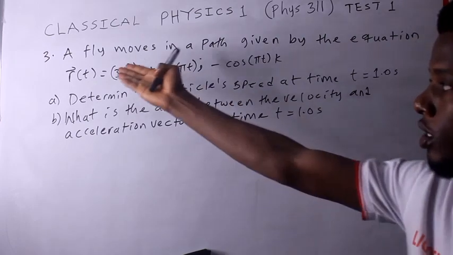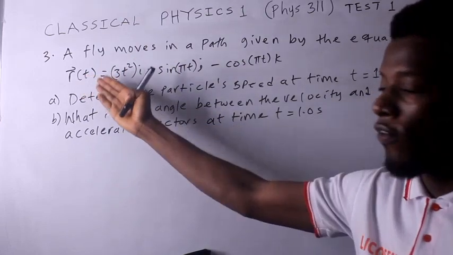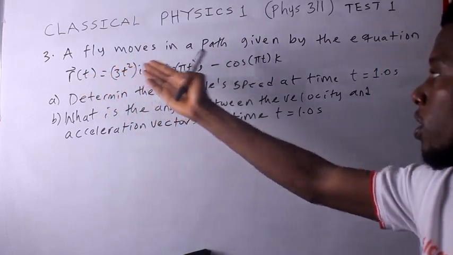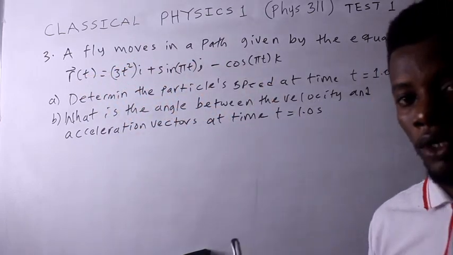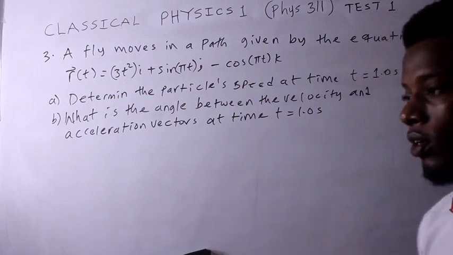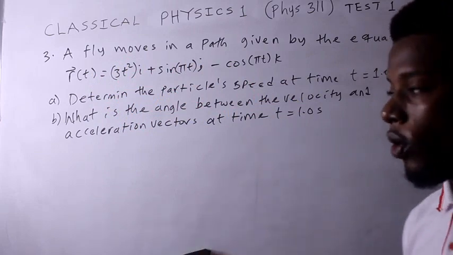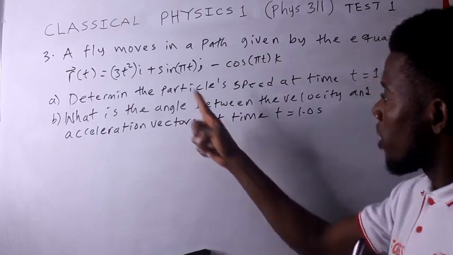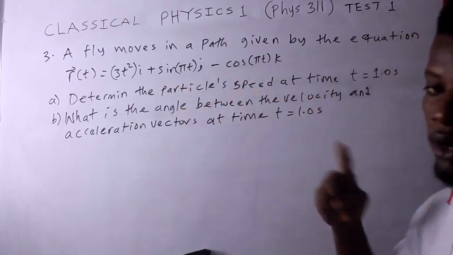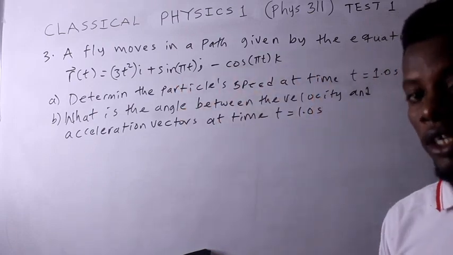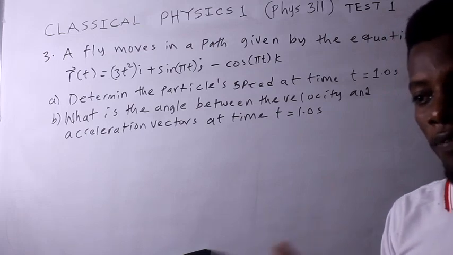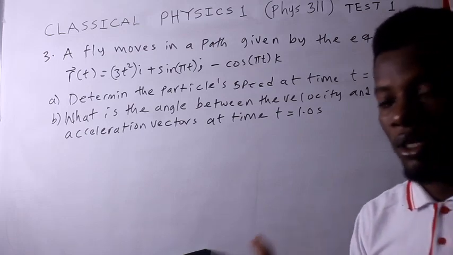Now, this is the position of the particle. r of t is the position of the particle, and the particle is moving in 3 dimensions: x, y, and z, or i, j, and k direction, respectively. So, to find the particle speed at time t equals 1, we must find the particle's velocity and find the magnitude of that velocity, which gives us the speed.